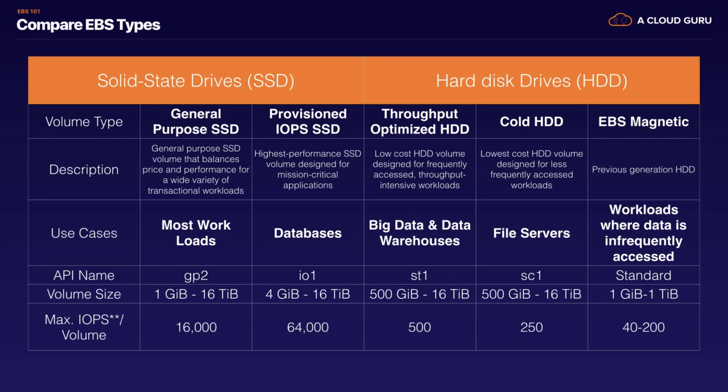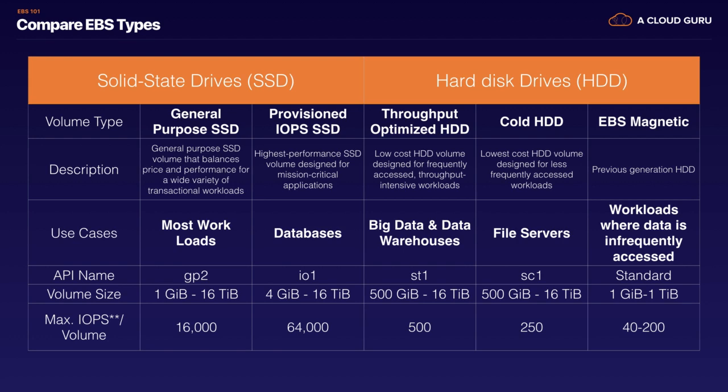Now these API names you will need to know going into your exam. It does come up. They do sometimes use the API names. They certainly do it in the Certified SysOps Administrator Associate exam as well. So general purpose SSD is GP2, and it's suitable for workloads up to 16,000 IOPS per volume.